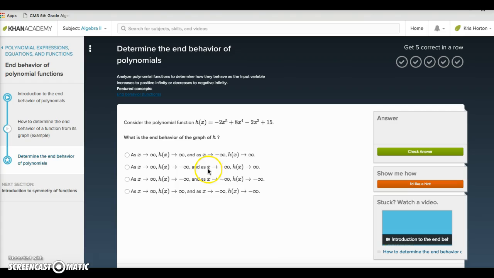And then as x goes off to negative infinity, so as x is getting smaller, h of x, the output, is getting larger. So that indicates up. So on the left-hand side, this is saying that the graph is going up. And that's what we want. We said it was up on the left-hand side and down on the right-hand side. So this is our logical choice.